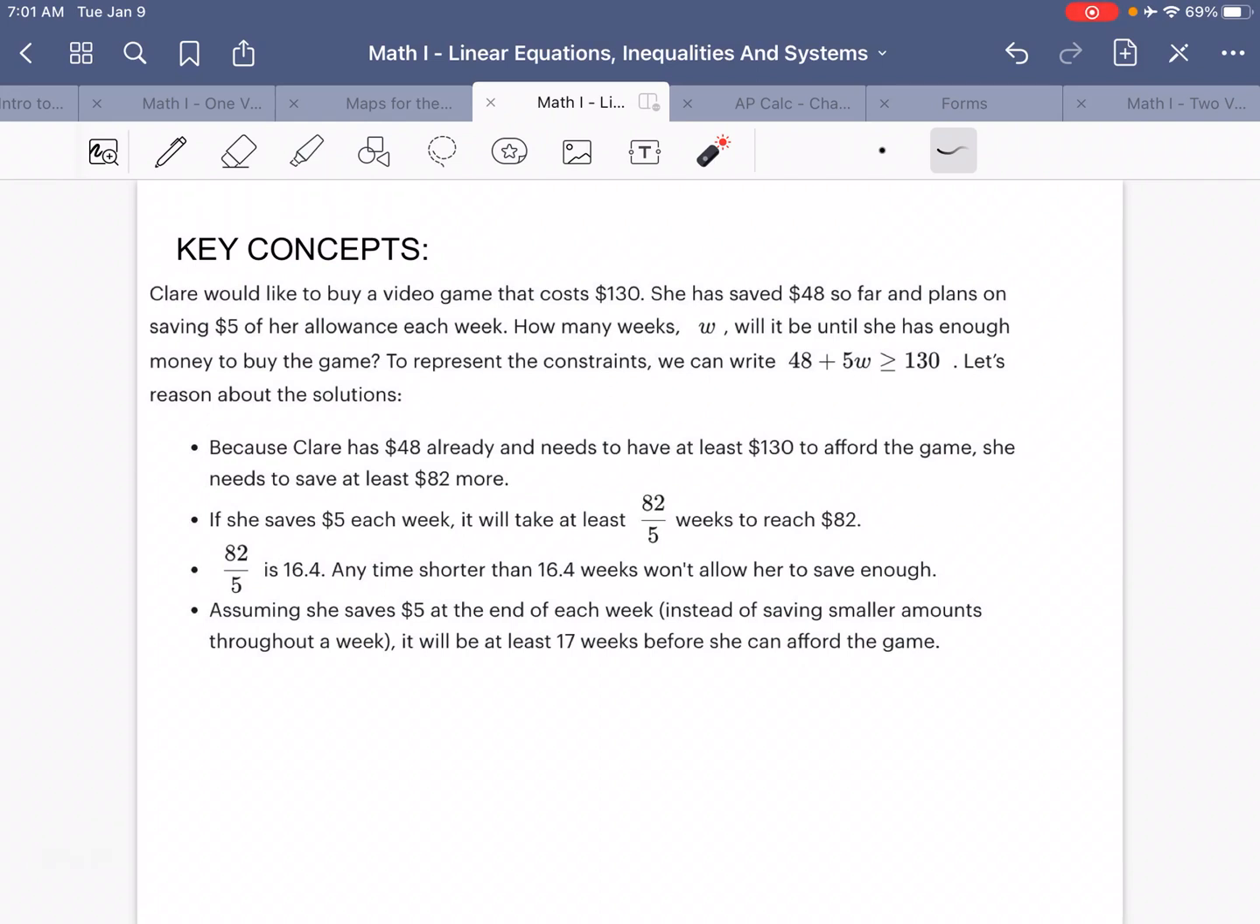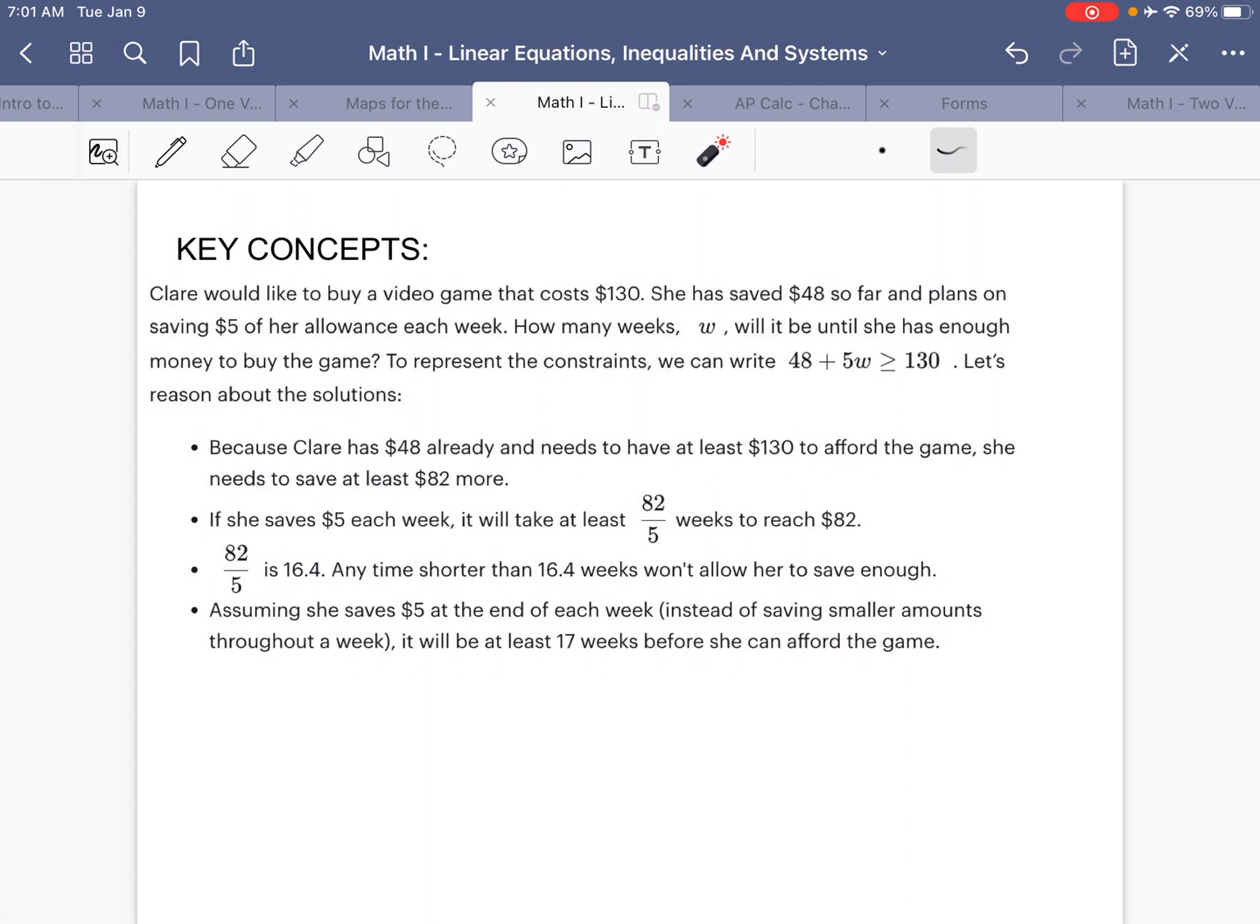This is from day 20, a cool down called How Many Hours of Work? So, Claire would like to buy a video game that costs $130. She saved $48 so far and plans on saving $5 of her allowance each week. How many weeks will it be until she has enough money to buy the game?